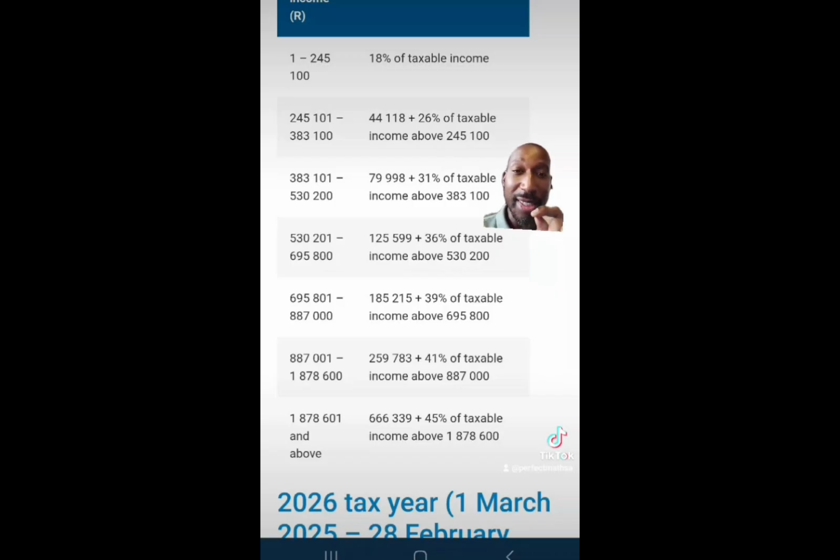Now, their taxation is calculated as follows. First, they have a fixed amount of 79,998. Additional to that, they must calculate 31% of their income above 383,100. So the additional money above that. So first they subtract this, then whatever remains, 31% of that is added towards the taxation.